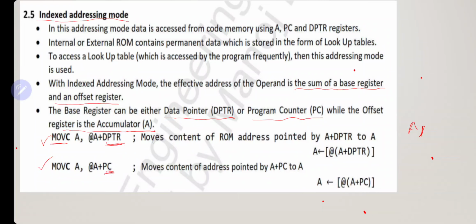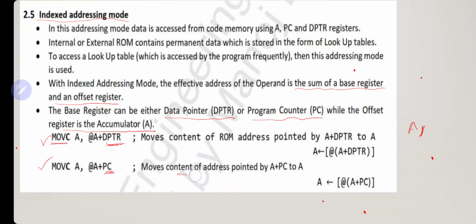So the content of the ROM address pointed by A+DPTR, so this is the ROM address, that is A+DPTR. This content will move to the accumulator. Likewise, the content of A+PC is moved to A. So there is an A+PC, then its content will be an address, then that address is indexed with data. That data is moved to A.